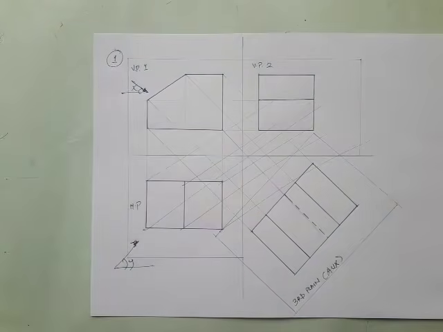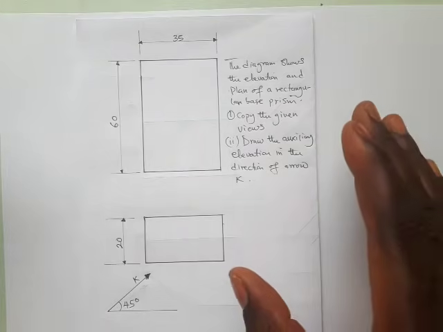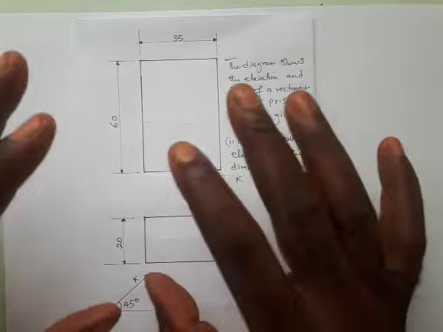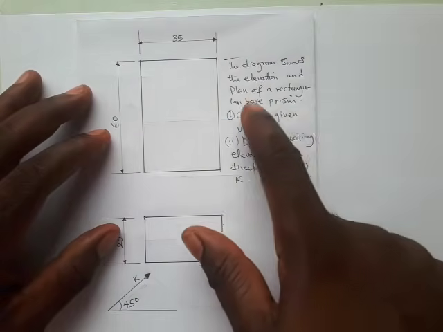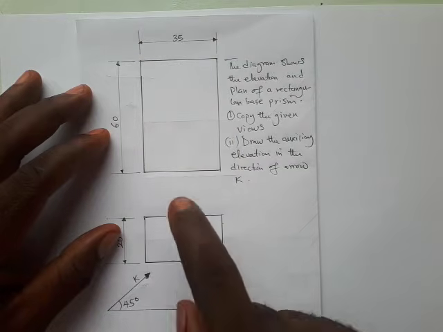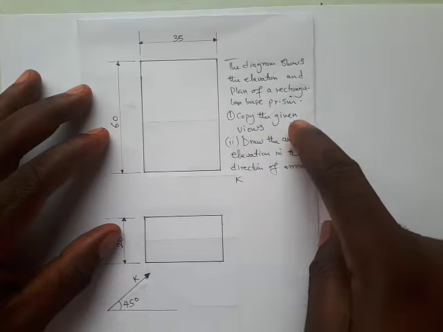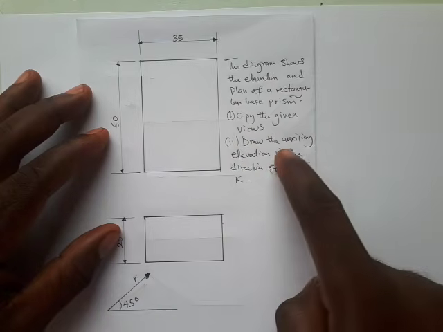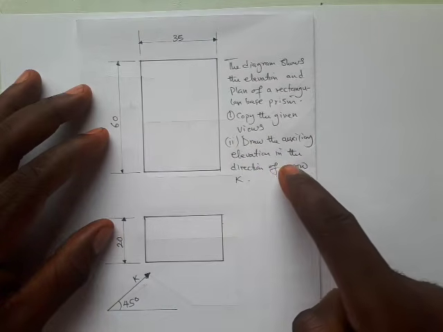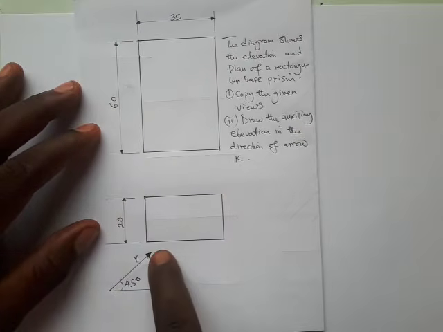All right, so let's start by attempting some very simple questions. Here is a question. This is a very simple question, but we have to move from the simple to the complex, so we'll attempt this first. It says the diagram shows the elevation and plan of a rectangular base prism. So this is the elevation, this is the plan. That means it's in first angle projection. So one, copy the given views. Then two, draw the auxiliary elevation in the direction of arrow K, which is at 45 degrees.